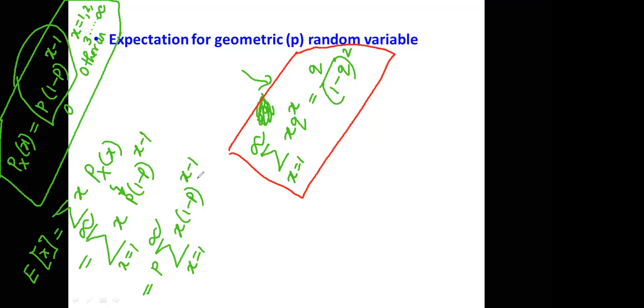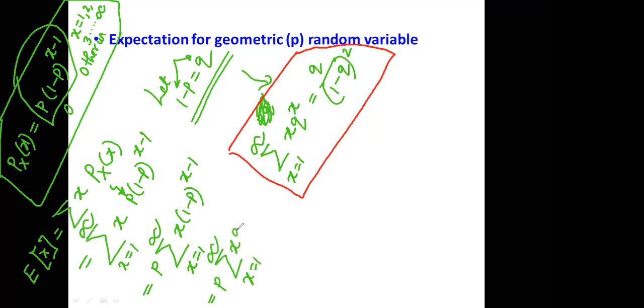So look at this one, 1 minus p. Let 1 minus p equal to q. 1 minus p is one constant, q is another constant. So if it is like that, then we can write it like x into q to the power x minus 1. Look at this, it is becoming almost similar to what we know.